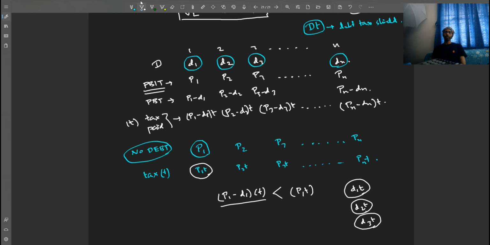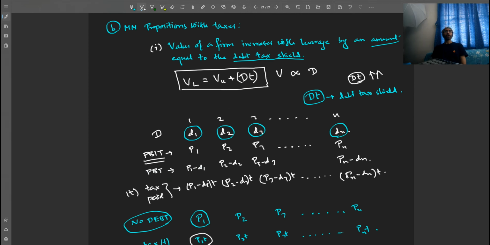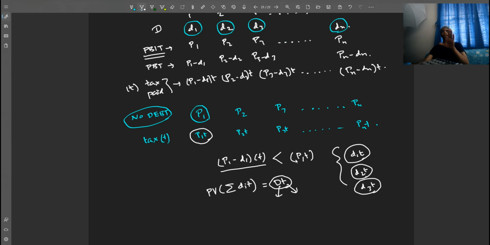So if you sum up all these amounts that are saved, it comes to be the summation of all the Di into T. The present value of all this, let's call it Dt. This is the tax shield, right? The present value of debt multiplied by the tax rate. And here your equation is understood better. VL is equal to VU plus the tax shield, Dt. We have broken up the Dt to understand it better.